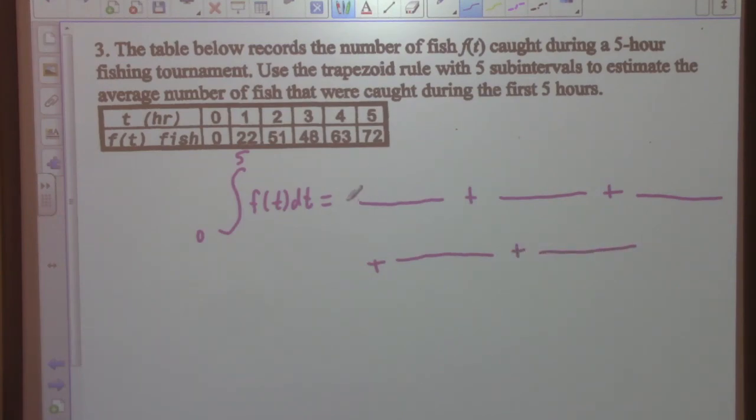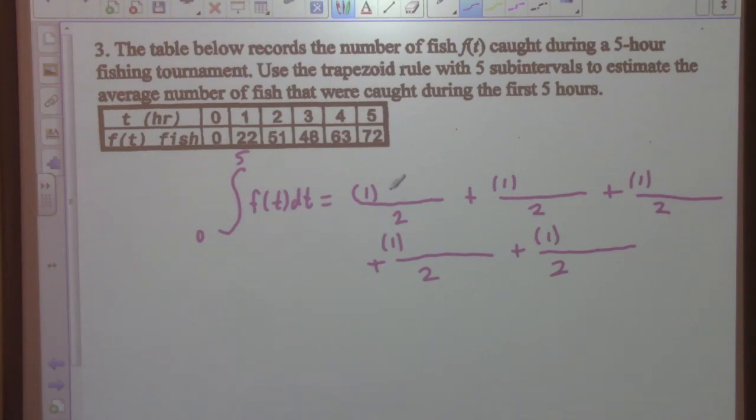So right here, you should get your division by 2. And what's the height of all these trapezoids? 1. So 1, 1, 1, 1.